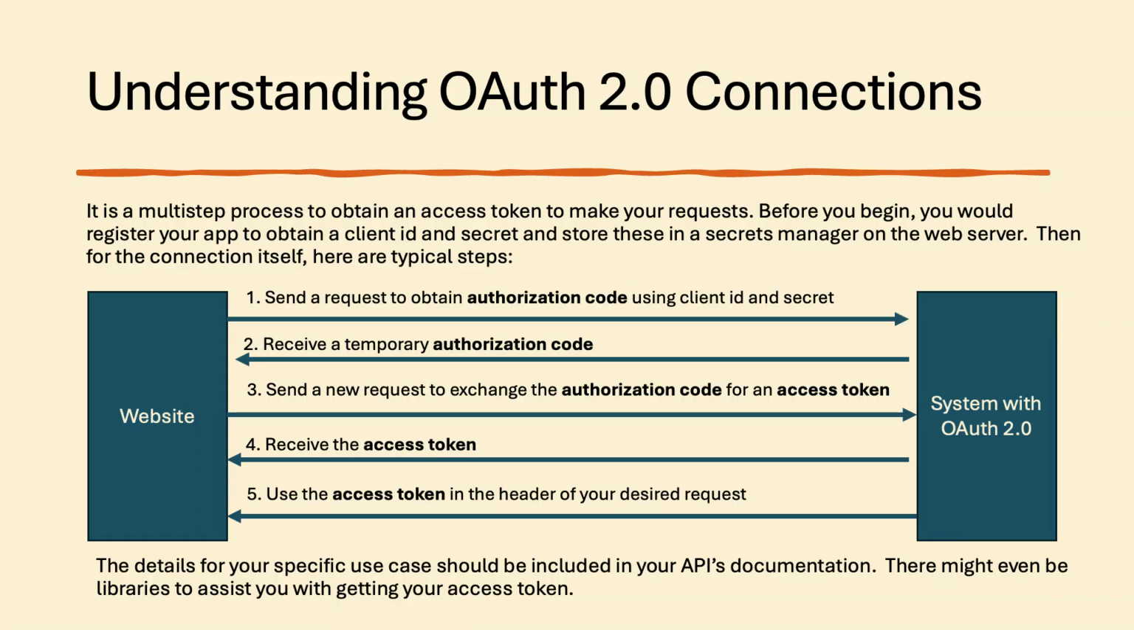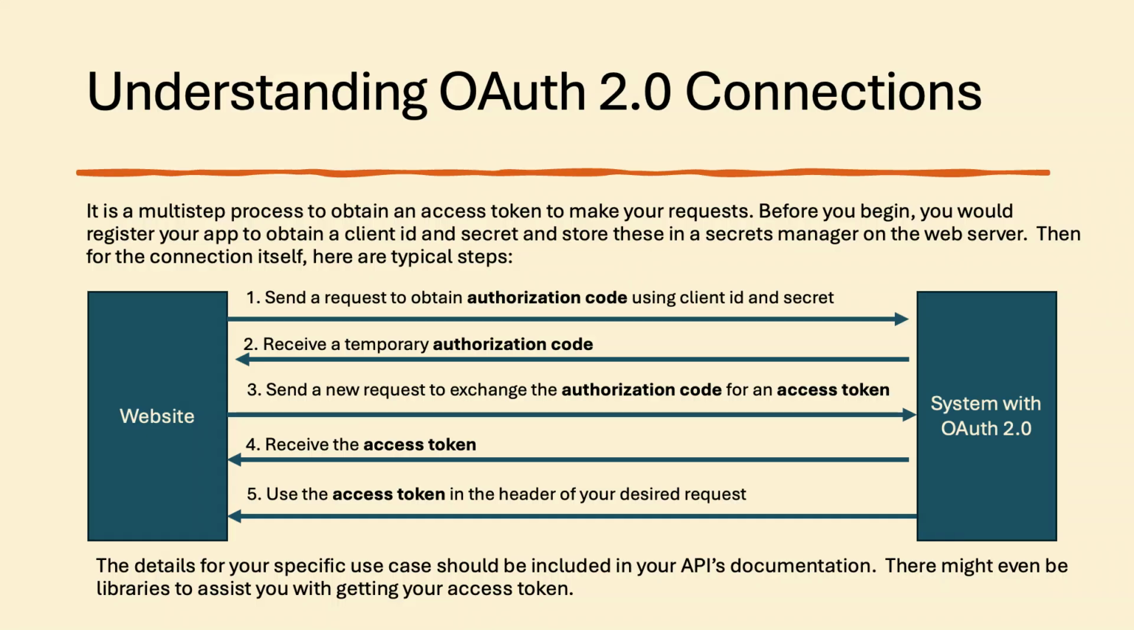Before you begin, you'd register your app with the connecting system. So in our example today, it'd be Pet Manager. You'd register the app, you'd get a client ID and secret, and then you'd store that in a secrets manager on the web server that you'd want to be able to connect. So you'd use that client ID and secret to get an authorization code. That's step one. And then in response, you'd get an authorization code.